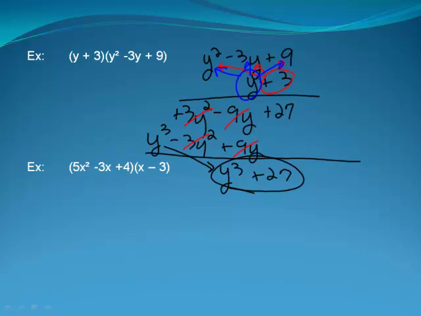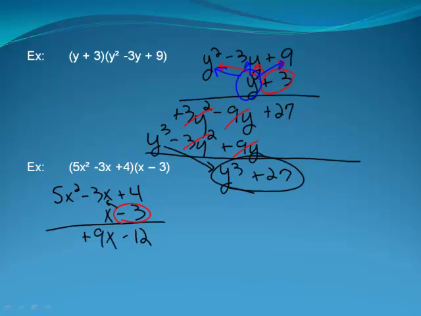All right, let's do this problem. Let's do 5x squared minus 3x plus 4 times x minus 3 using the column method. Make sure you carry the sign. So we want to take minus 3 and multiply it to everything above it. So minus 3 times positive 4 is minus 12. Minus 3 times minus 3x is a positive 9x. And minus 3 times 5x squared is minus 15x squared.